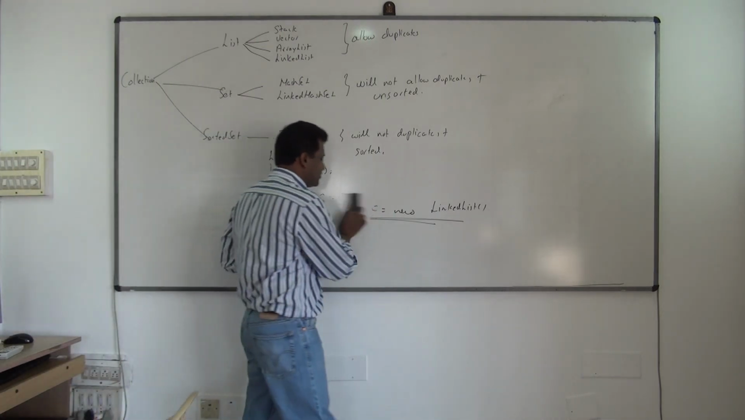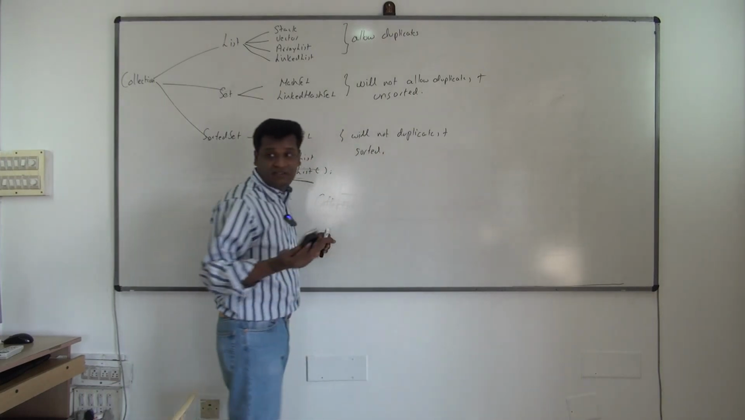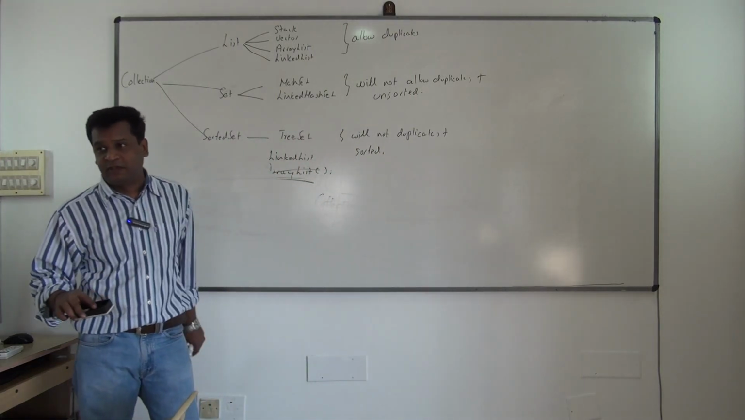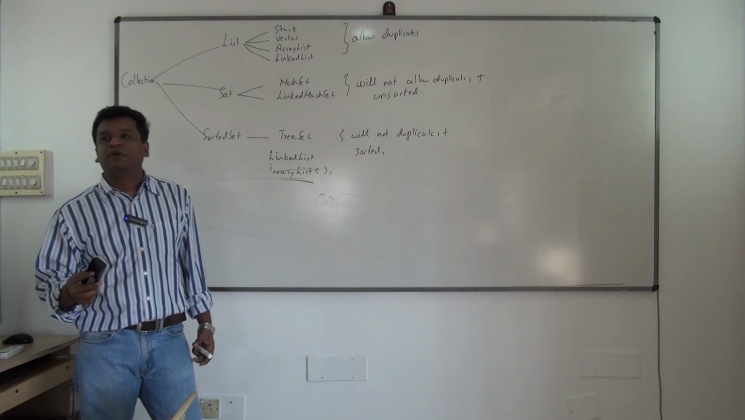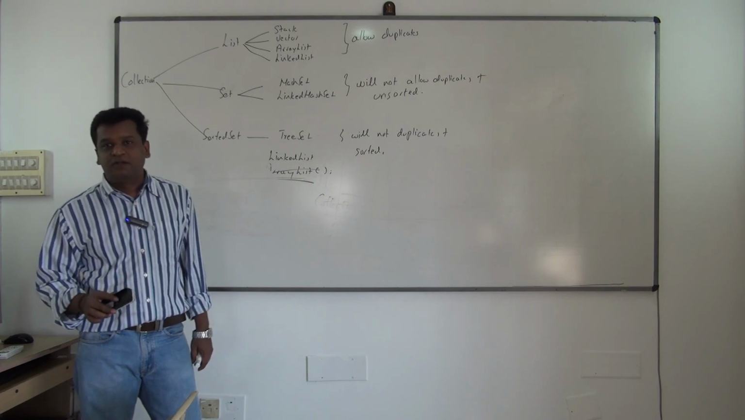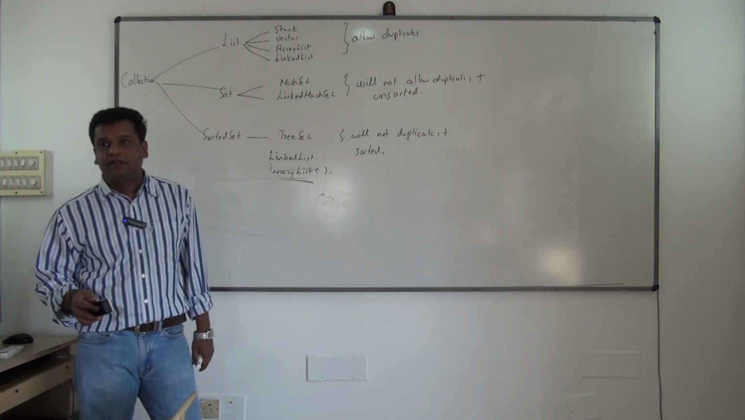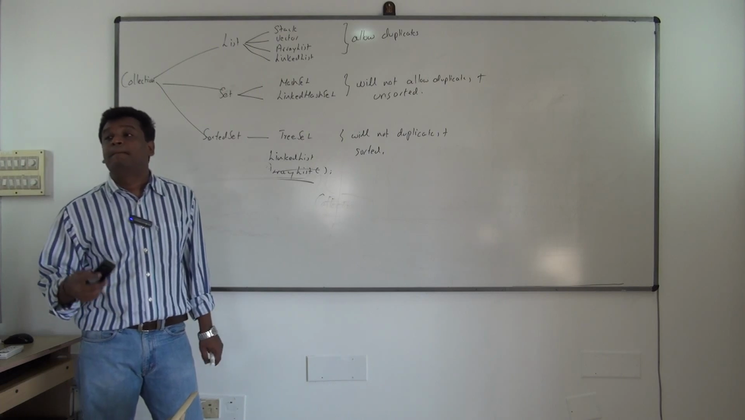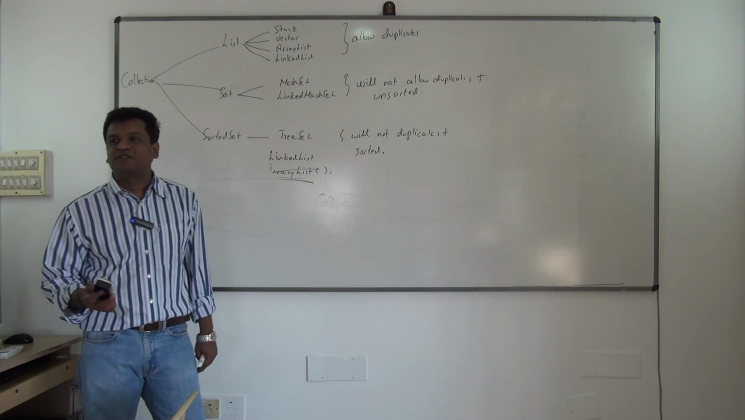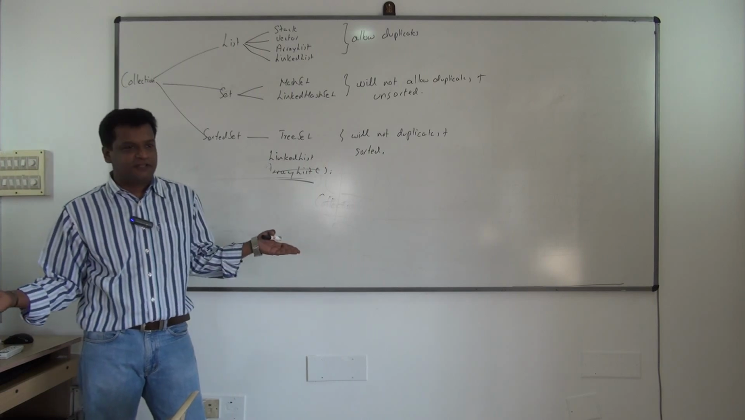Now let us revise what we studied about the data types. Classes are used when you want to do what? Concrete implementations. Subclasses are used when you want to change the implementations. Abstract classes are used when you want to do partial implementations, and interfaces are used when you do not want to do any implementations.